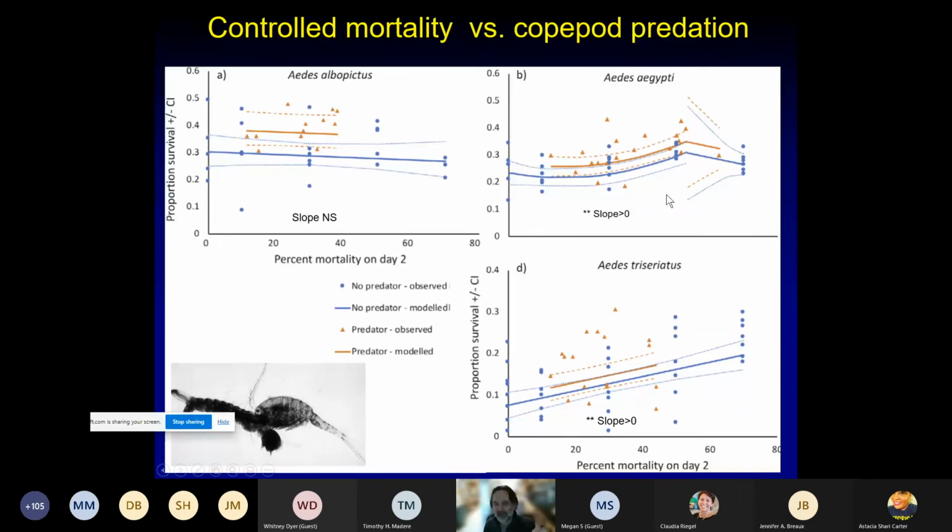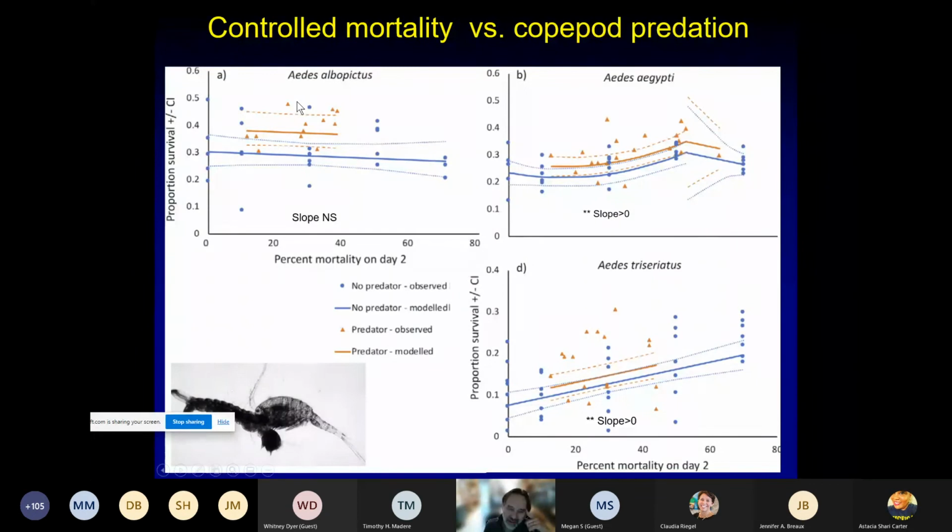Notice though the red line. The red line is with the copepod predator. And we couldn't control what fraction they killed, but you can see that they were typically killing somewhere between about 15 and maybe as high as 60% mortality on the mosquito population. In every case, what you get is significantly greater number of adults or greater proportion of survival to adulthood with the real predator than you do with random mortality. And that was quite consistent for all the Aedes. And we wondered about why that was.